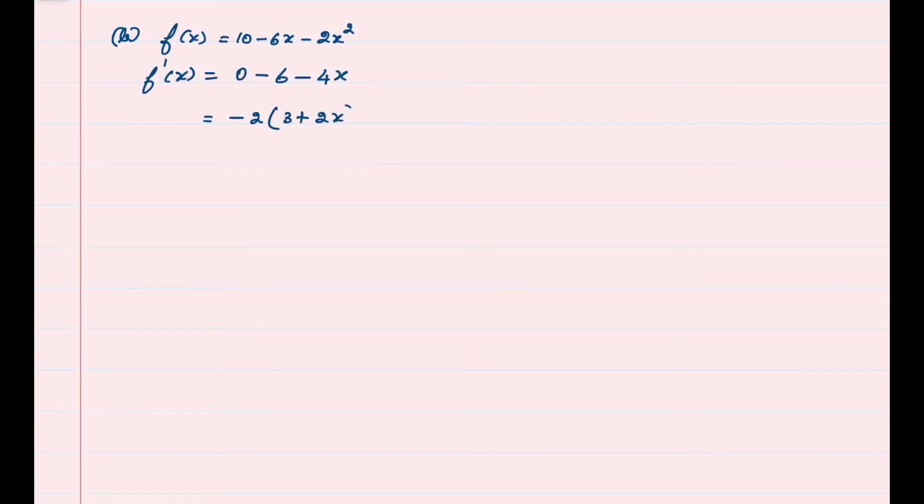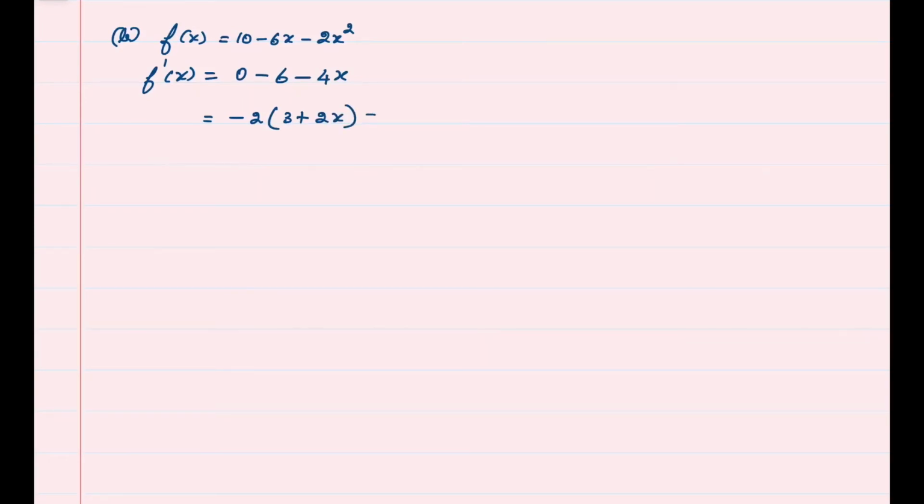B subdivision, f of x is 10 minus 6x minus 2x square. We have to find the intervals in which the function is strictly increasing or decreasing. Our first step, finding f dash. 0 minus 6 minus 4x. Minus 2 is common. We get 3 plus 2x.